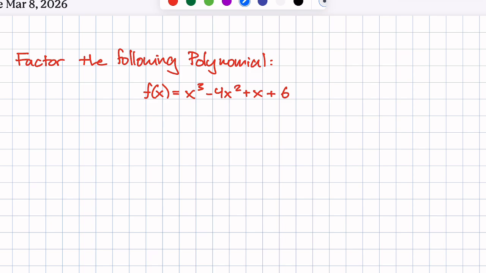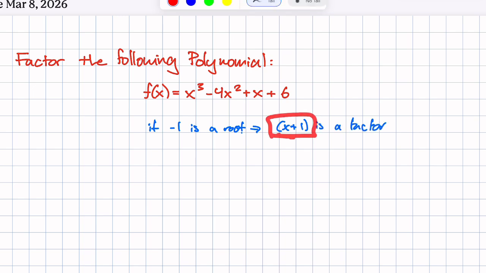All right, now once we have a root, now we can actually start our long division process. So if -1 is a root, well, the corresponding factor to that would be x plus 1. And how do I know that? Well, because the factor that corresponds to a root is the factor such that if I were to plug that root in, the factor would become 0. And of course, -1 plus 1 is 0.